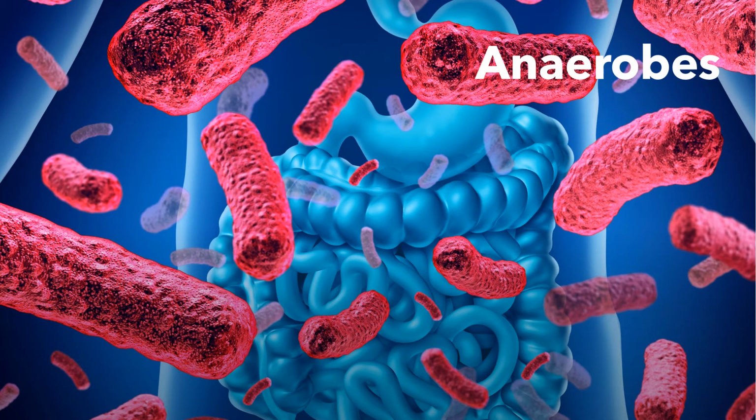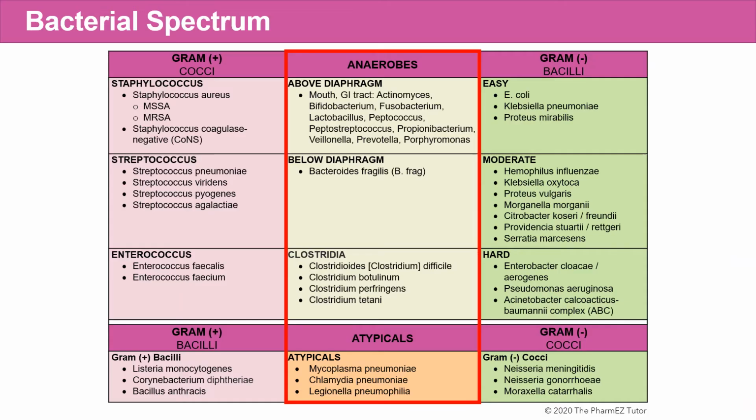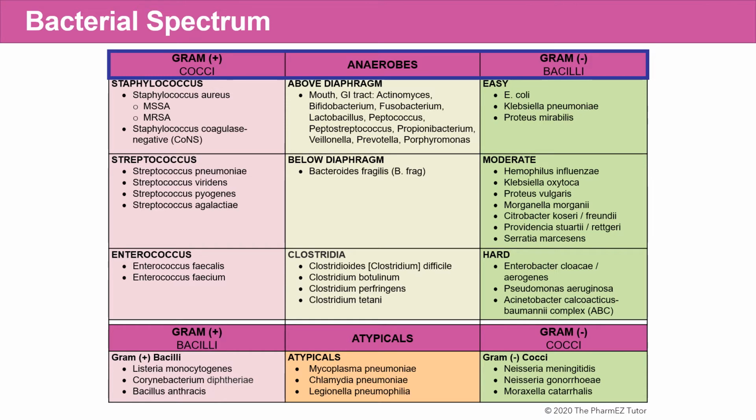Okay, so now we're going to move along and talk about anaerobes, and later on we'll talk about atypicals. Now you can see how anaerobes can play a major role in causing intra-abdominal infections. So here's our familiar table of the bacterial spectrum. And as I mentioned earlier, the anaerobes and atypicals formulate the middle section of this table. Now don't forget that anaerobes are also linked with gram-positive cocci and gram-negative bacilli, forming the 3 major groups. So it's important to remember this type of relationship.